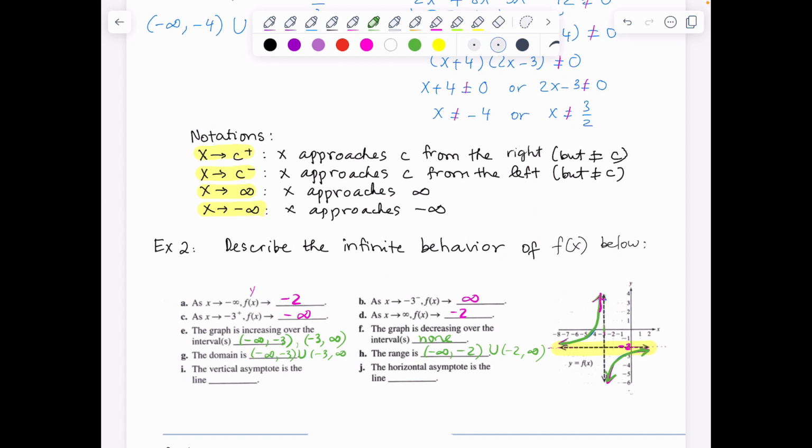Now, parts I and J will be talked about in another video when we talk about different types of asymptotes in a rational function.